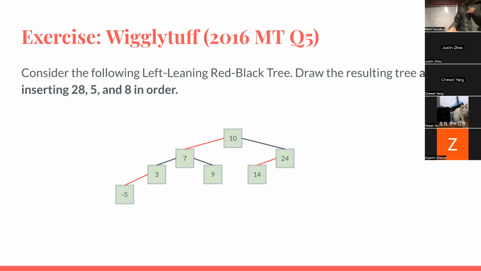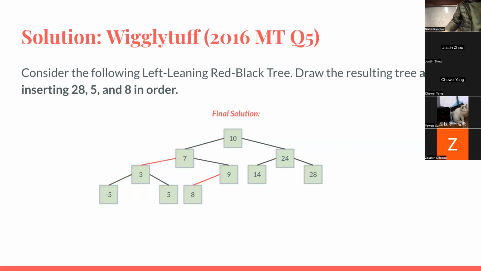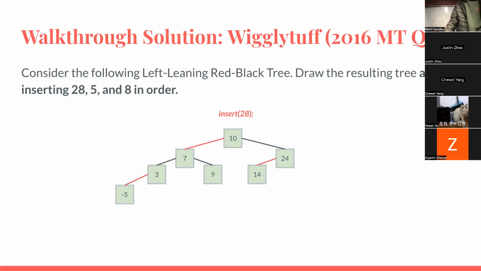Okay, cool. So for the sake of time, let's quickly go over this question, right? The answer is going to be this. I know that's the final solution, but let's walk through what it actually looks like. At first, if we call insert 28, we just insert like a normal LLRB, but all links are going to be red when you first insert. So 28 goes to the right of 24. Does this have any violation? Well, it does. It has this temporary 4-node violation.